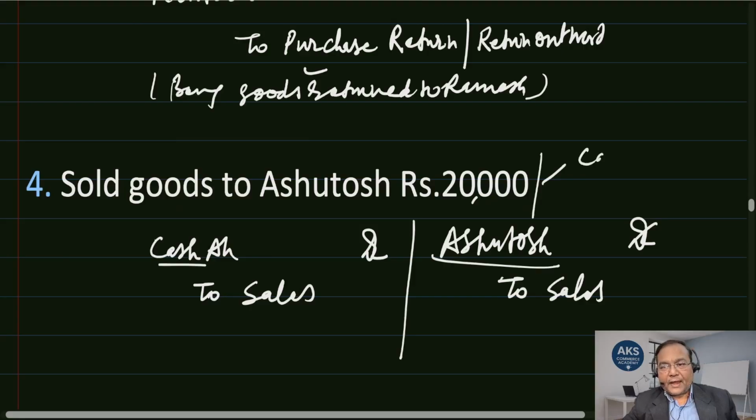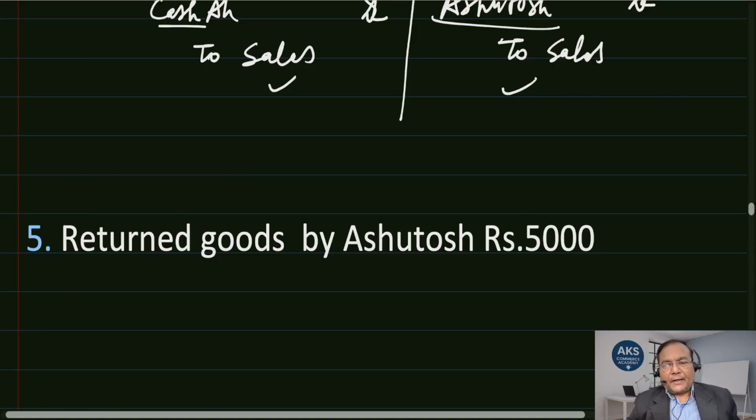So if it is cash, we will treat this entry. If it is credit, we will do this entry. Return goods by Ashutosh, rupees 5,000. So when Ashutosh returned goods to us, what is the entry that we require to pass? So there is sales return. Another term that we are using is sales return.